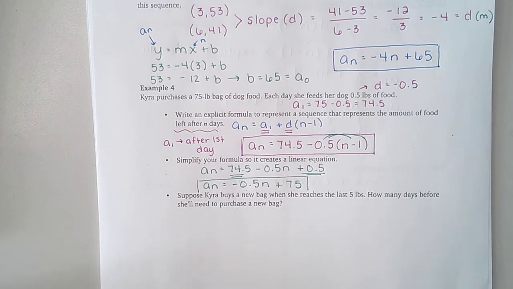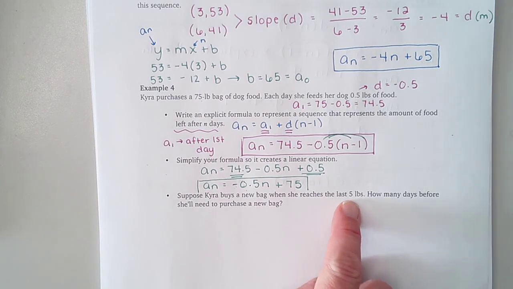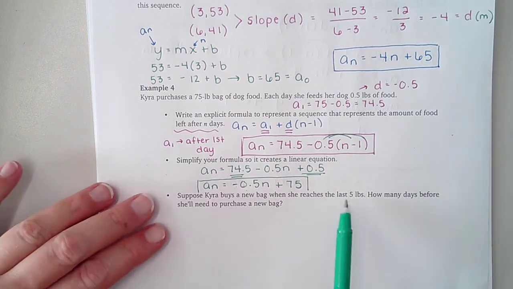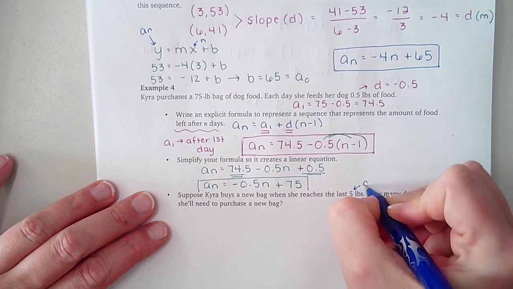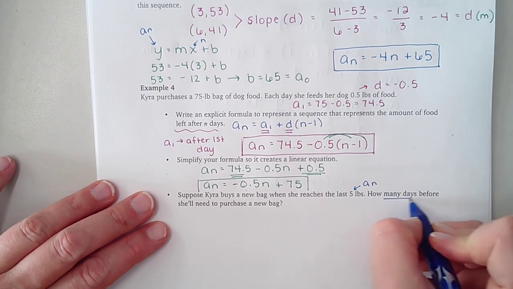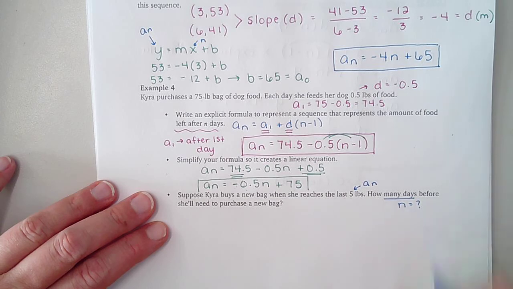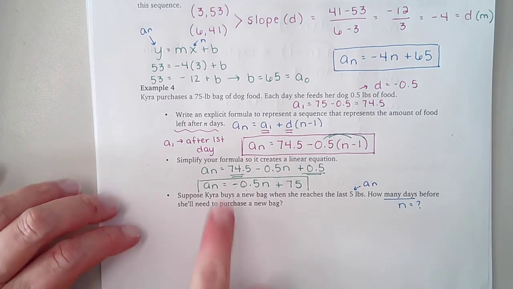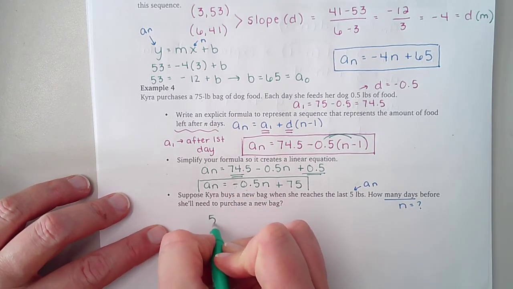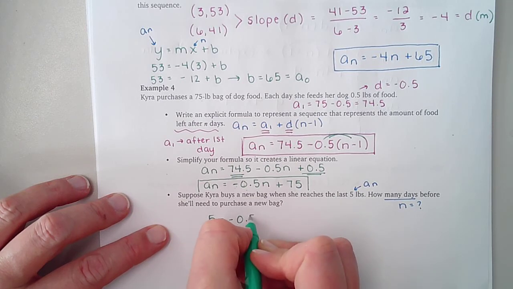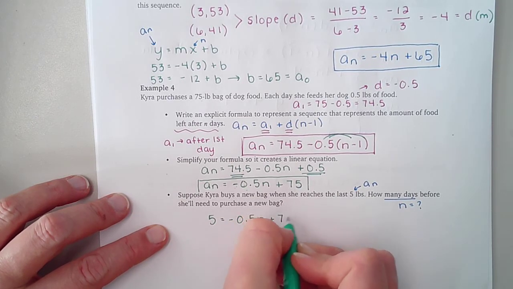If we buy a new bag when we reach the last 5 pounds, how many days before she'll need to purchase a new bag? This is really saying, when will my term be equal to 5? When will I have 5 pounds remaining? So this is asking me to plug this in for a sub n. And when it says how many days, it's really saying what is the n value. You could plug it into either one of these. I think this one's already cleaned up for me, so I'd prefer to plug it in there and say 5 equals negative 0.5n plus 75.